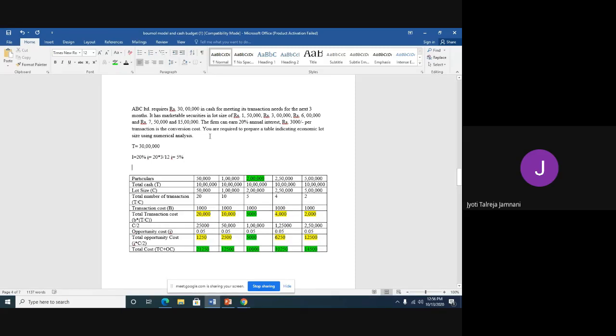Then they have given you rupees 3,000 per transaction as the conversion cost. So that is the B value. B is 3,000 rupees. So these are the given values. Now we will fill in these tables.